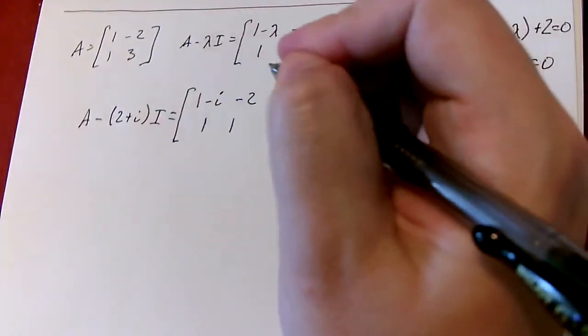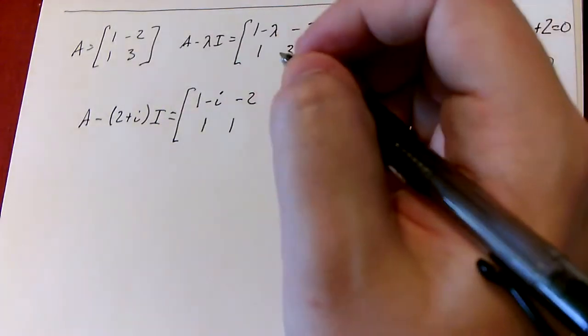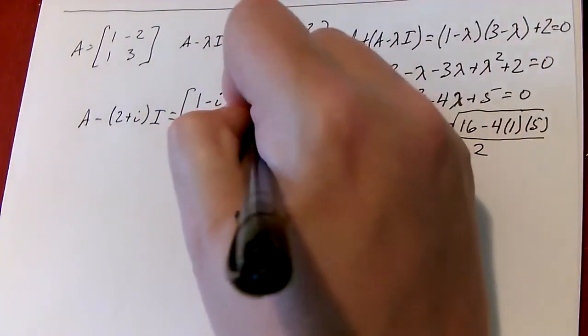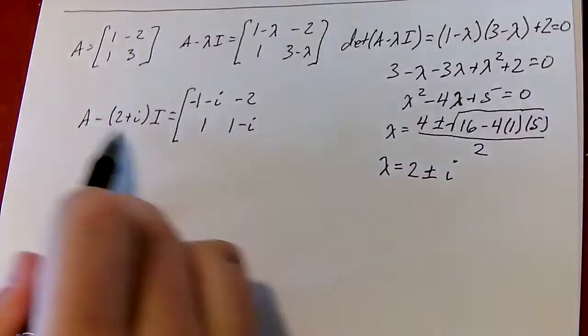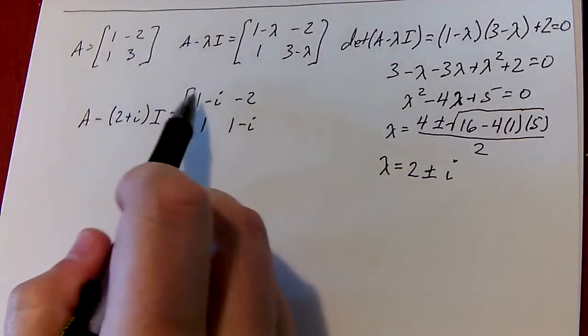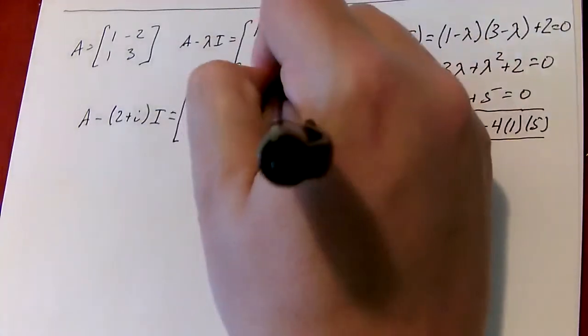So I get 1 minus 2, minus i. I didn't write down the negative sign there. So 1 minus 2 is going to be a -1. So -1 minus i and 1 minus i.